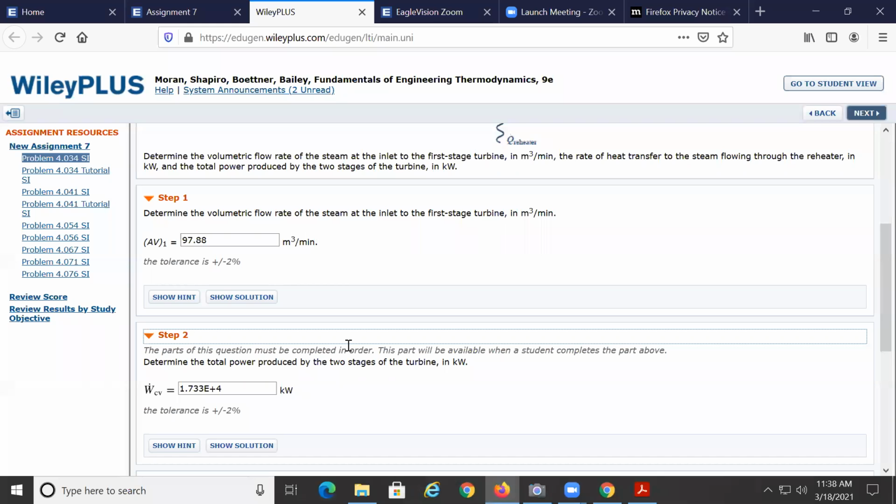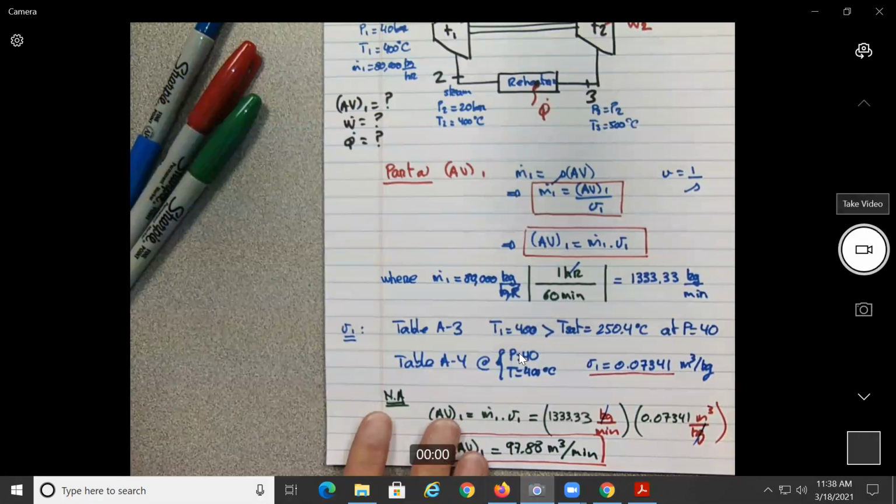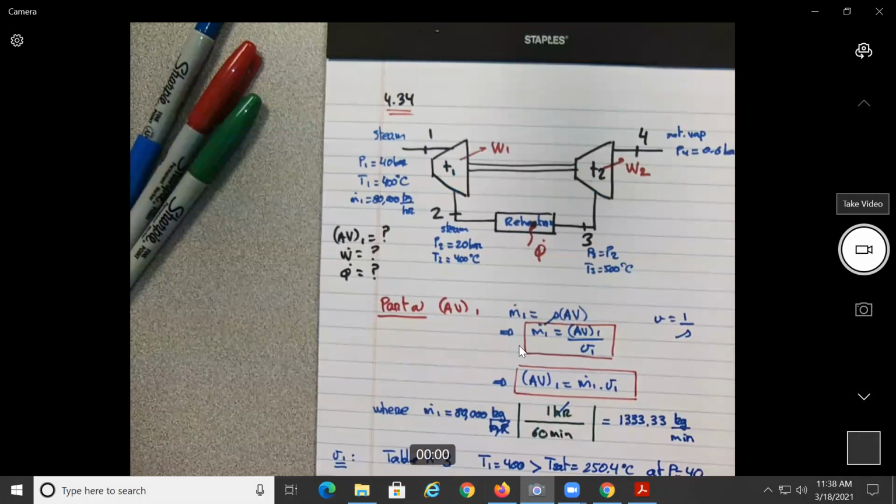Okay, so let's go to part B. What is part B? We need to find the total amount of work produced by the turbines. Okay, so again, what is the function of a turbine? Is to generate power, no? So the total amount of power should be equal to whatever power generated by turbine 1, plus whatever power generated by the turbine 2, no? So I think in this case, we're going to have to differentiate two different control volumes. One for the first turbine, and one for the second turbine, okay? And we find the power produced by each one of them. All right, so let's do that.